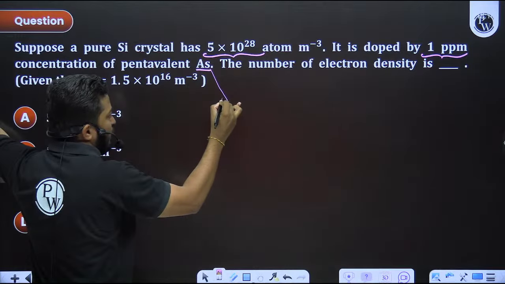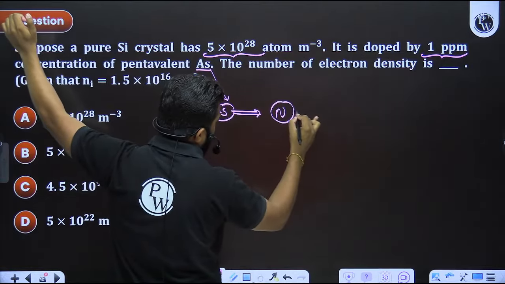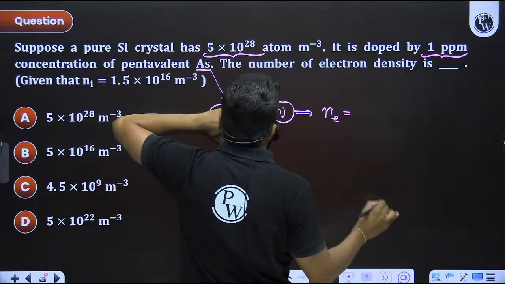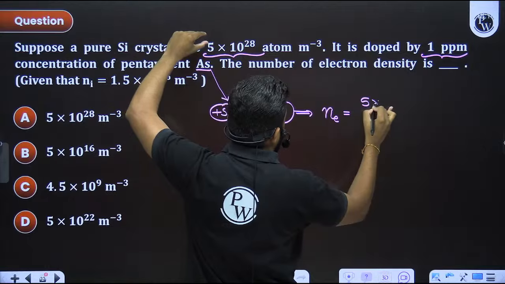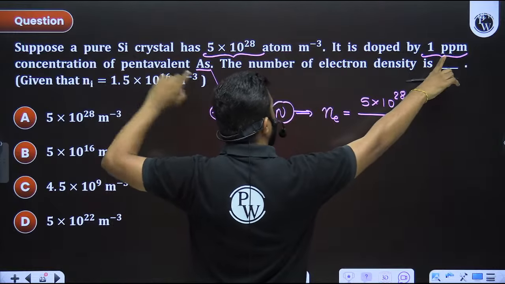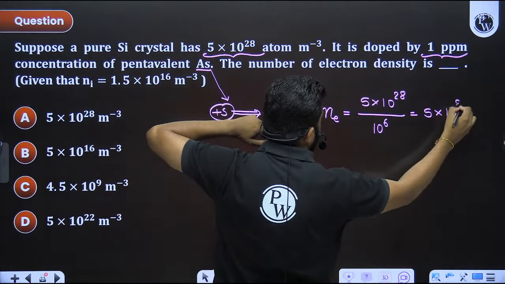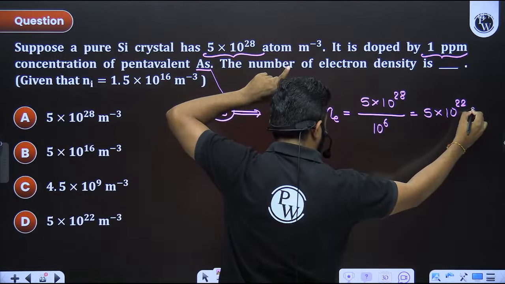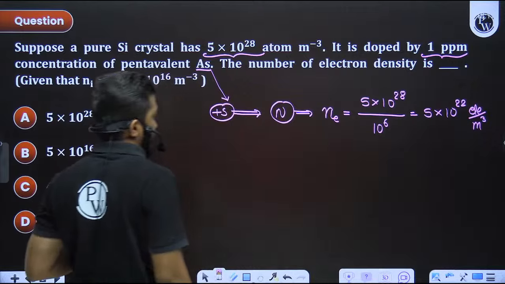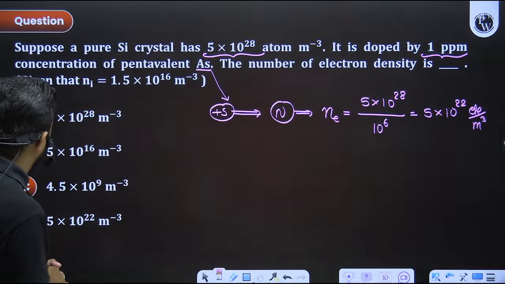Okay fine, so we doped with a pentavalent, so it is an N type semiconductor. For the N type semiconductor, the number of electrons per unit volume, Ne, is equal to the total number of atoms, 5 into 10 raised to 28, with the concentration given as 1 part per million, so divided by 10 raised to 6. It becomes 5 into 10 raised to 22 electrons in the unit volume. So we get the electron density perfectly, 5 into 10 raised to 22.